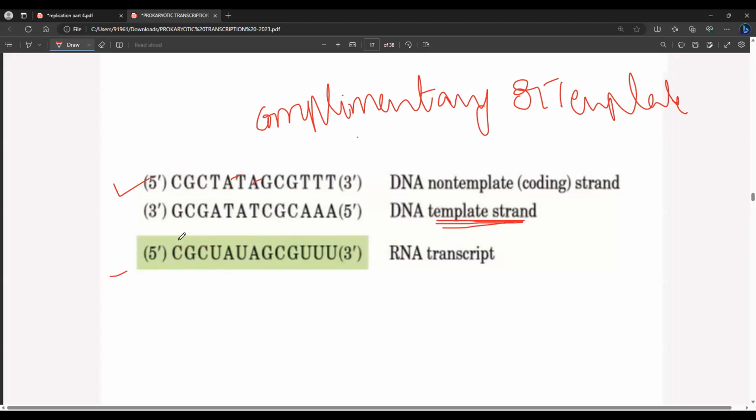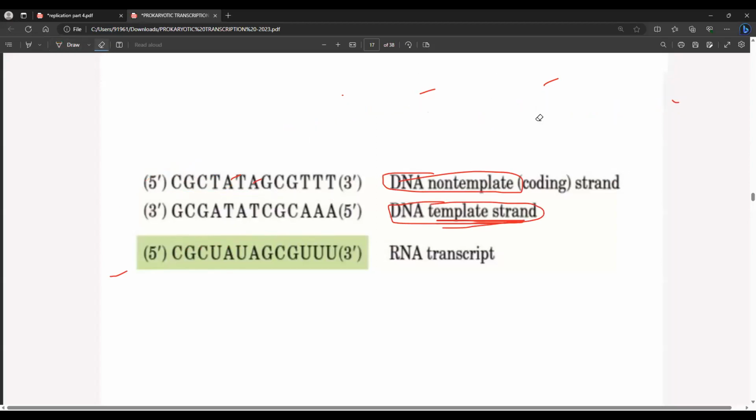How can I synthesize mRNA? That is not possible, right? So I won't take this. Whichever is not involved in the RNA synthesis, we generally call it the non-template strand. Whichever is involved in the RNA synthesis, that is called the template strand. Now all the students, this is easy to understand. Now where do most of the students get confused?